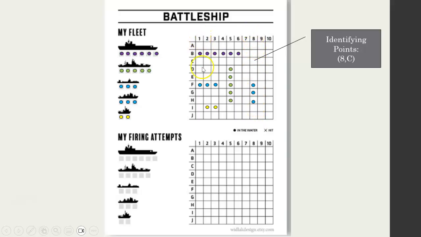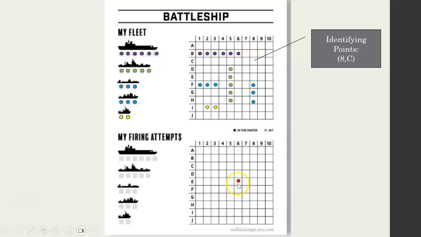So what do I mean by columns? The vertical ones. So this would be column 4. This would be column 5. We're looking at column 8. Then we look at the row, which would be C. So this would be 8C. Another way of thinking about it is how far along have I gone? So I've gone over to 8. And then how far up have I gone? I've gone to C.